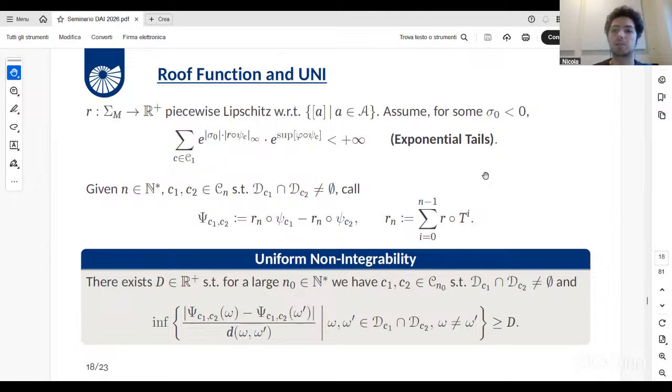At some moment you make a finite approximation. You approximate by a finite number of symbols, if I understood correctly. Yeah, that could be. Thank you. Okay, thank you.